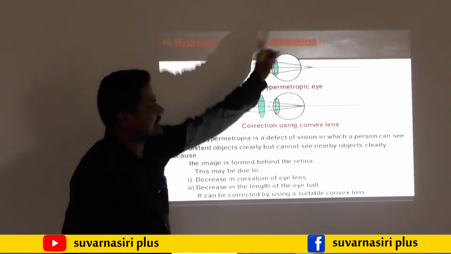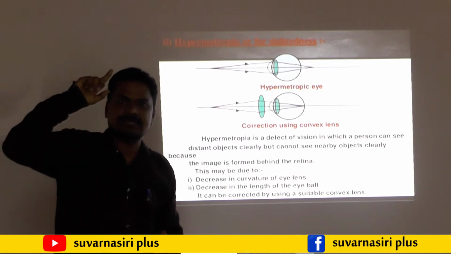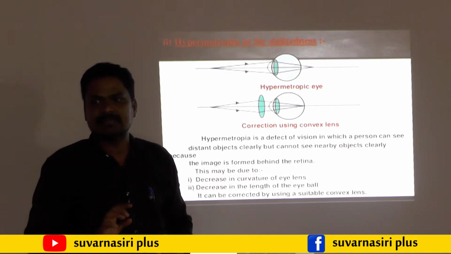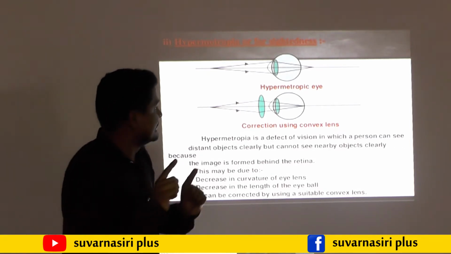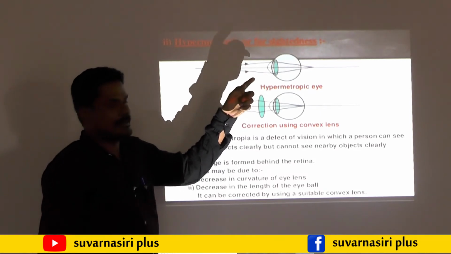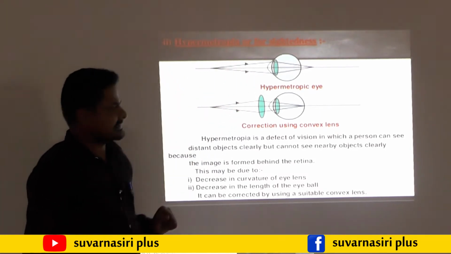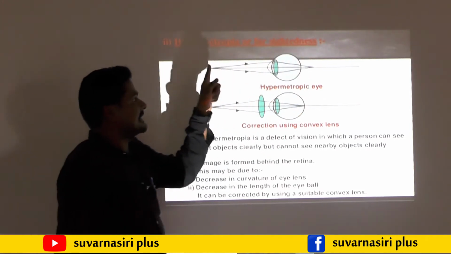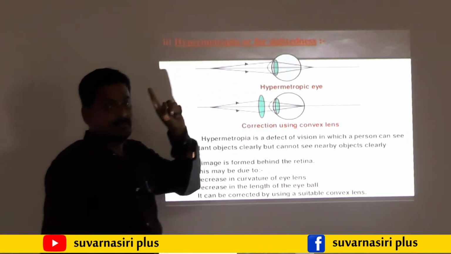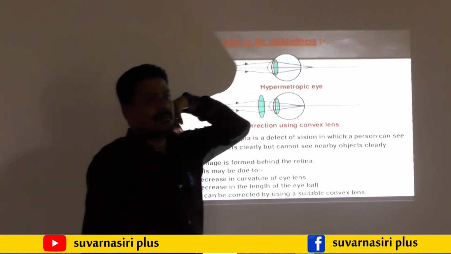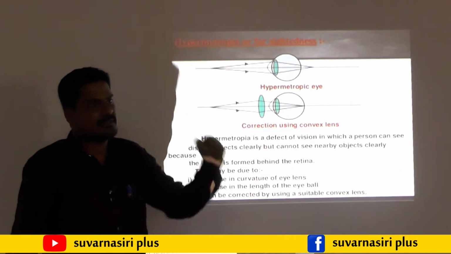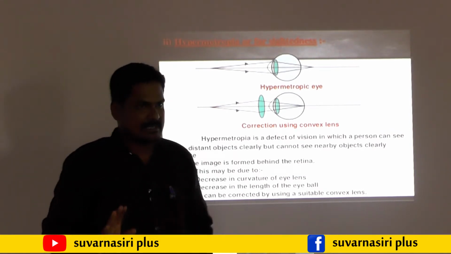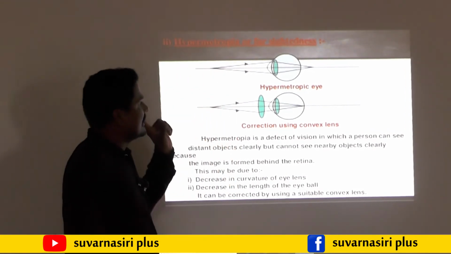Farsightedness means a person is able to see far objects very clearly, but is unable to see the nearest objects very clearly. This defect of the eye is called hypermetropia. This person is suffering from hypermetropia. In that case the image is not forming on the retina, but beyond the retina. If the image is forming beyond the retina, he is unable to see the nearest object. That's why this condition of the eye is called hypermetropia.